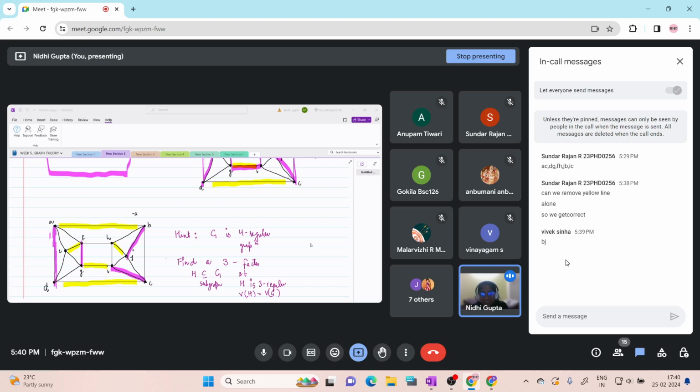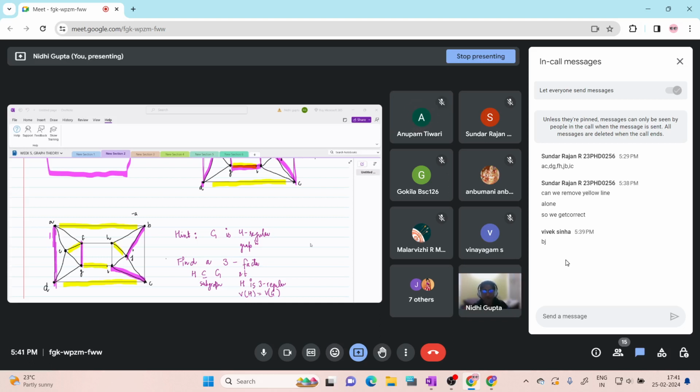So if we are removing yellow edges, will the resultant graph be 3 regular? In the yellow was one factor. So in that graph, every vertex has degree 1. Now if we remove yellow, then it will be a 3 factor graph. Why? Because every node is then having degree 3.